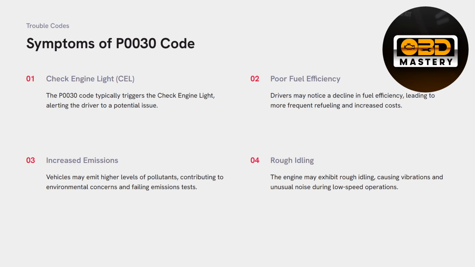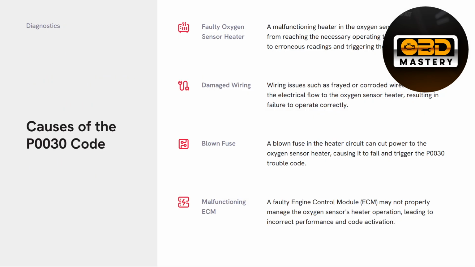Number three is going to be increased emissions. The vehicle may emit higher levels of pollutants, so you may notice smoke coming out of your tailpipe more than usual. That is one of the symptoms of this. Number four is going to be rough idling. Your engine may exhibit rough idling or cause vibrations or just may be shaky on the road. You may even go into what we call limp mode and your car will stall out and you will not be able to turn it back on. And even if you do turn it back on, it is going to go at a very slow speed. So let's move on to what the causes of this code are.